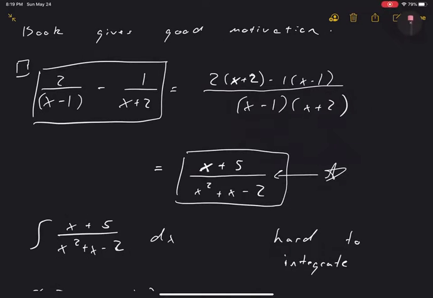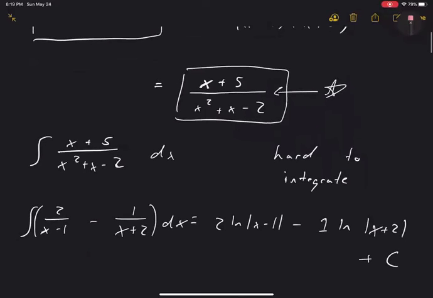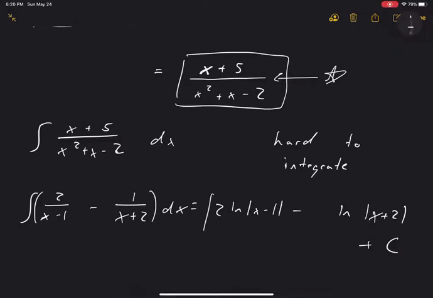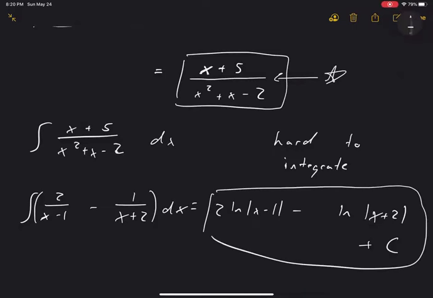When I do that, the integral is really easy. 2 over x minus 1, well, the integral of that is just 2 ln of the absolute value of x minus 1. And the integral of 1 over x plus 2 is just 1 ln of x plus 2, so I don't even need this 1 here. So I see that this is my antiderivative, the indefinite integral of this thing. And since these two are equal, this is the integral of this as well.